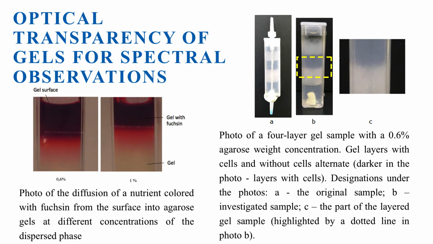Diffusion properties of gels were studied using colored nutrients in order to visually observe the diffusion process. A 4-layer gel sample, which is depicted on the right, was composed with alternating layers containing cells and gel areas without cells. In such a way, cells can be isolated from each other in one gel sample. For example, it can be useful if different groups of cells must form different types of tissues.